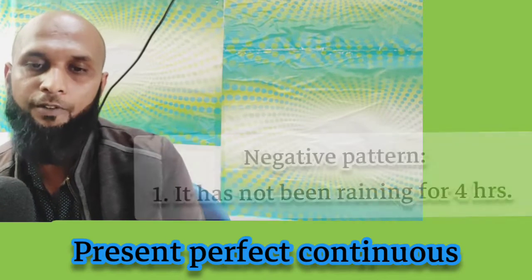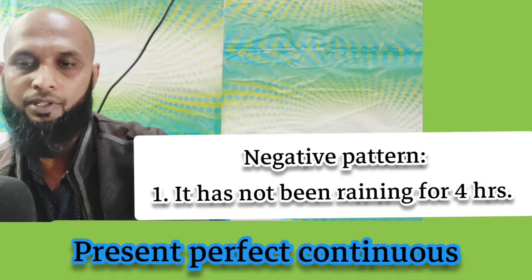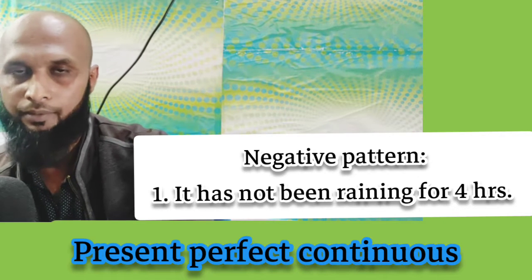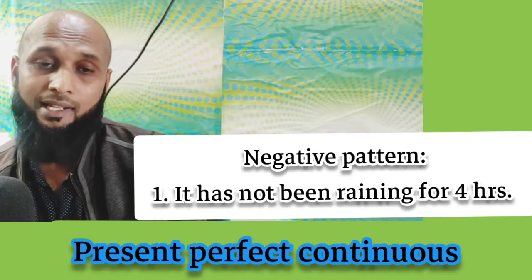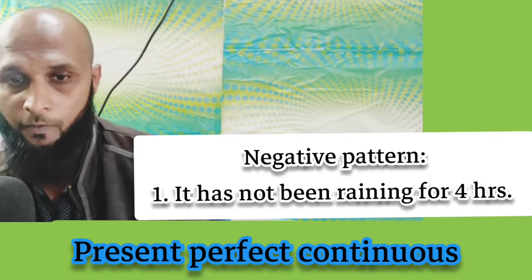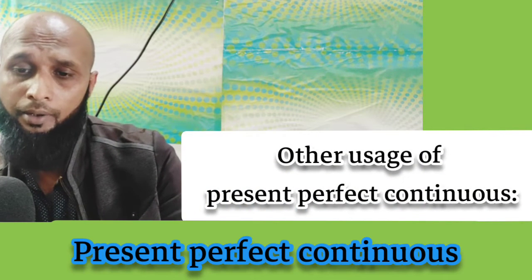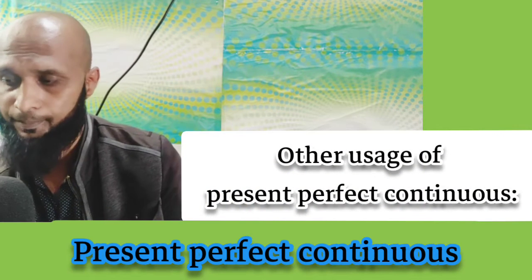And to say the negative of it, it has not been raining for 4 hours. You can just say that. It has not been. You just have to add not there. Alright, that's it. So that's one way of using present perfect continuous. Now let us look at the other usage of present perfect continuous.